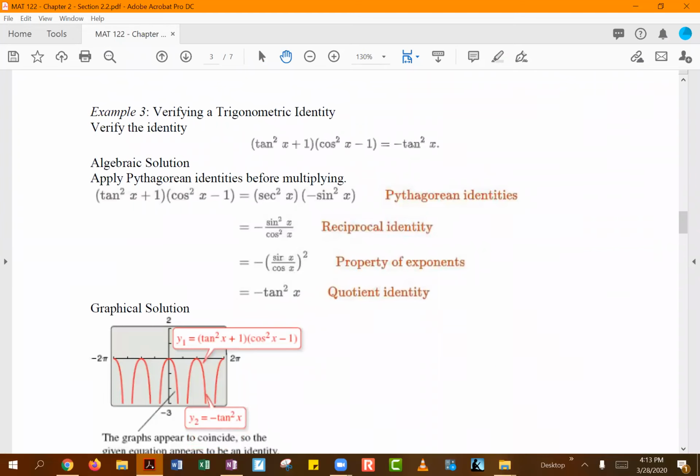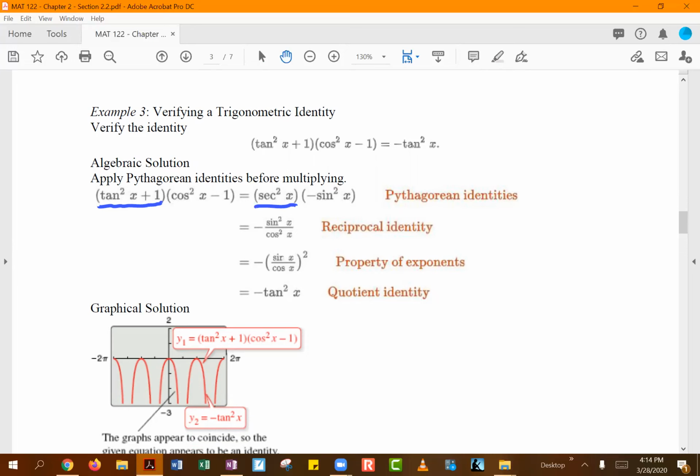Okay, let's look at example 3 here. So they're talking about verifying the identity, and then in parentheses, you've got tangent squared of x plus 1 being multiplied with the quantity cosine squared of x minus 1, and we have to show that this product will equal negative tangent squared of x. Okay, so the first thing we are actually doing is using the Pythagorean identity and rewriting tangent squared of x plus 1 as secant squared of x.